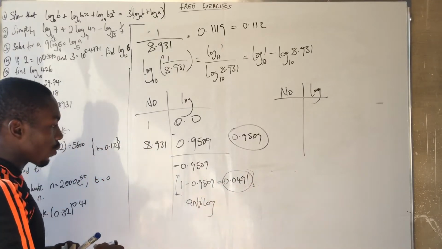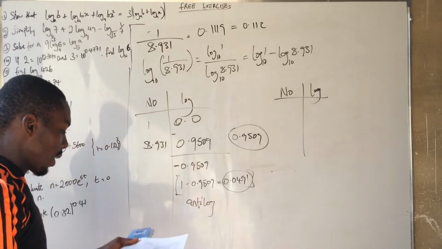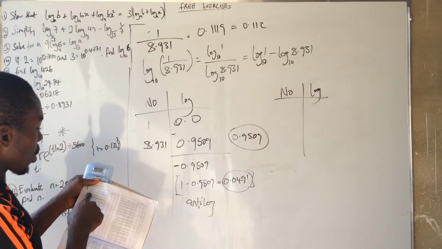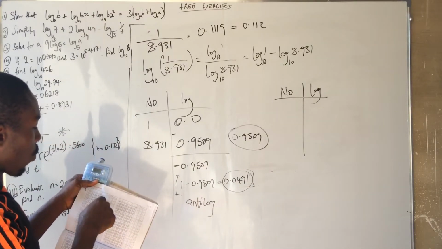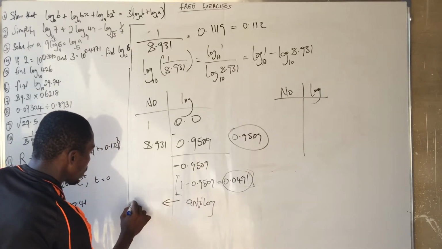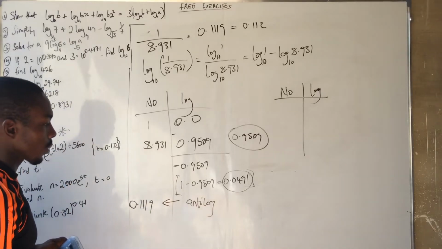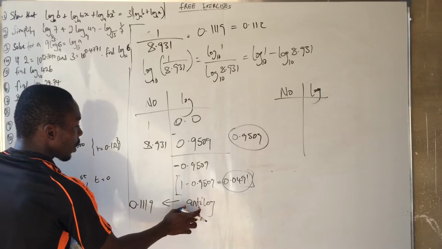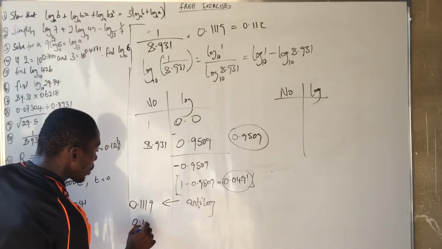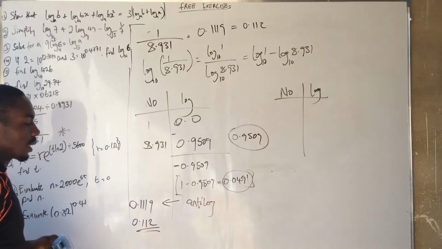We look for the anti-log of 0.0491. Now with our table again, we look for the anti-log of 0.4 under 9, difference 1. The anti-log of 0.4 under 9 is 1119. Remember, it is 0.1119. Now to 3 decimal places, 0.1, difference 1 is 0.1 what? 2. So that is our answer.